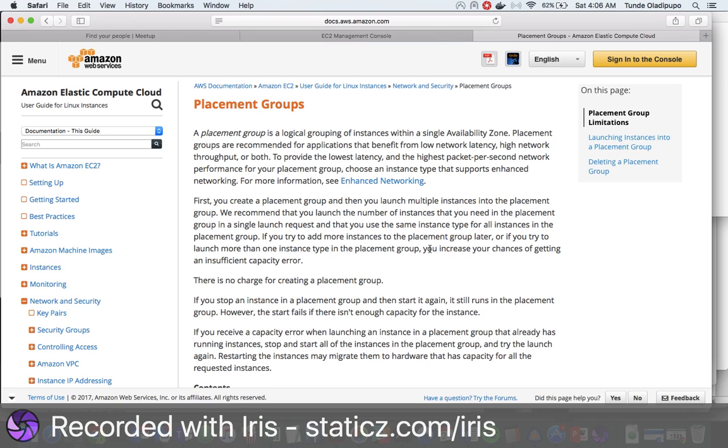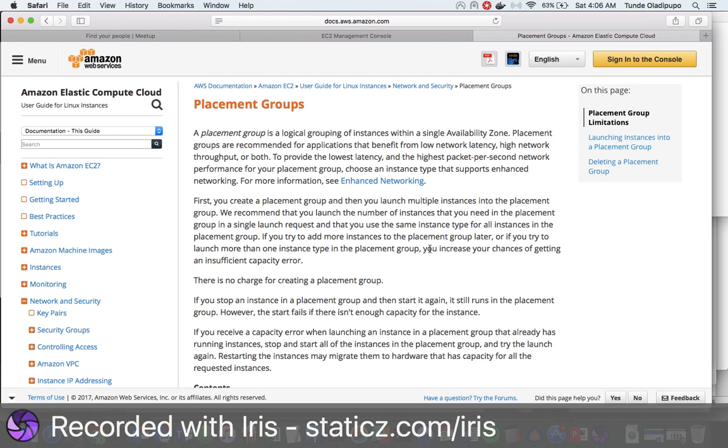So let's say we have an application, and in this application, we are trying to get low latency. That means we want things to be really, really fast. We can place them in a placement group. This allows AWS to place them mostly on the same host. So let's say we need 5 instances, and those 5 instances need to be able to talk as fast as possible. A placement group allows them to be placed on the same host, and they communicate.